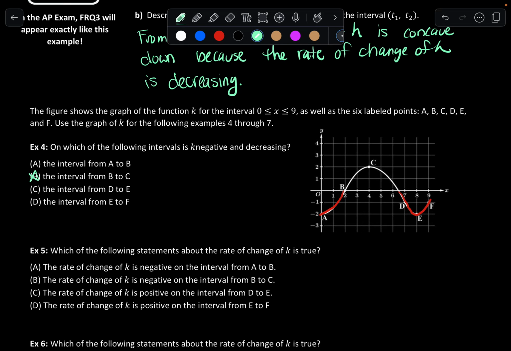But now I want to know, when is it decreasing? So A to B, that's actually increasing. The outputs are getting larger, so we'll cross that out. And then D to E, the outputs are getting smaller, so it will be C. Because if we look at D, from E to F, they are increasing, so it won't be D.